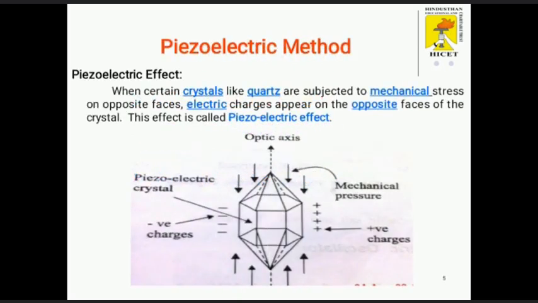So first of all, what is meant by the piezoelectric effect? When certain crystals like quartz are subjected to mechanical stress on opposite faces, electric charges appear on the opposite faces of the crystal. This effect is called the piezoelectric effect. In this diagram, I have shown the quartz crystal where I am giving mechanical pressure and the electric charges are appearing on the opposite faces of the crystal.